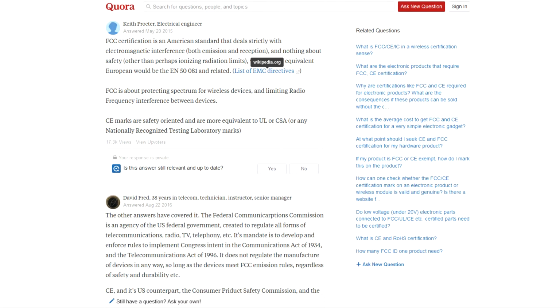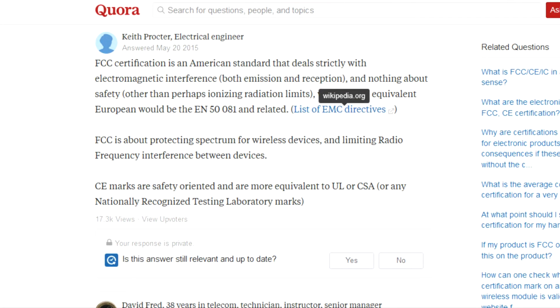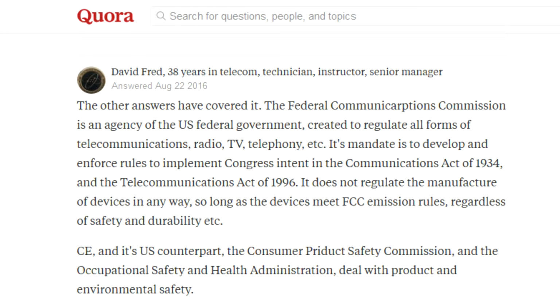Keith Proctor, electrical engineer: FCC certification is an American standard that deals strictly with electromagnetic interference, both emission and reception, and nothing about safety other than perhaps ionizing radiation limits. The equivalent European would be EN50081 and related. FCC is about protecting spectrum for wireless devices and limiting radio frequency between devices. CE marks are more equivalent to UL or CSA or any nationally recognized testing laboratory marks. And David Fred follows up, 38 years in telecom technician, instructor, senior manager, and the others have covered it. So FCC stands for Federal Communications Commission.